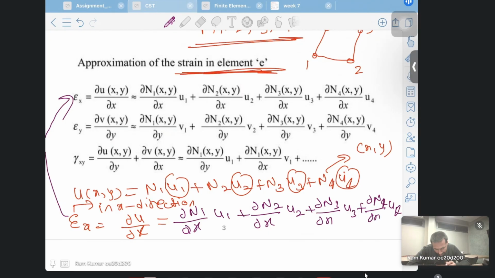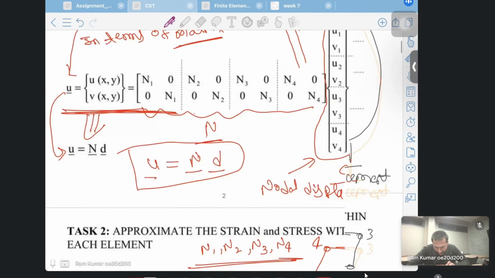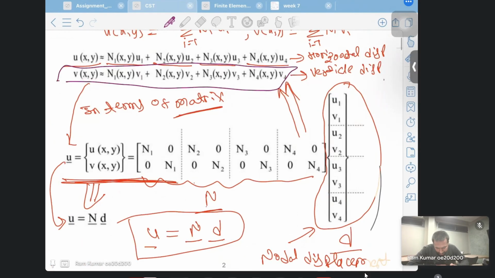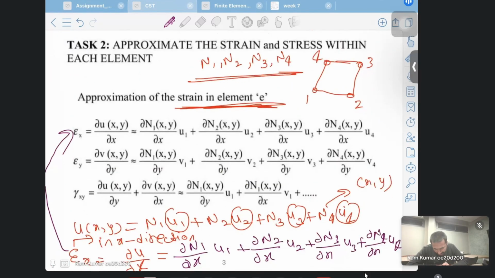Similarly, we are having the function for vertical displacement. Similarly, we are going to differentiate this. We will get strain in y direction, and this will be our shear strain.